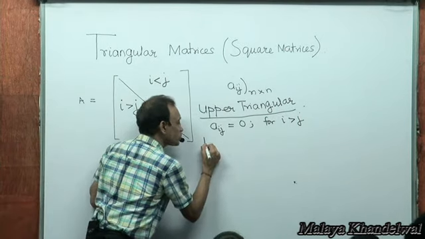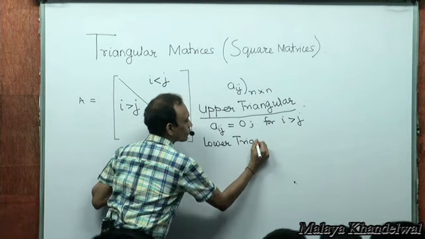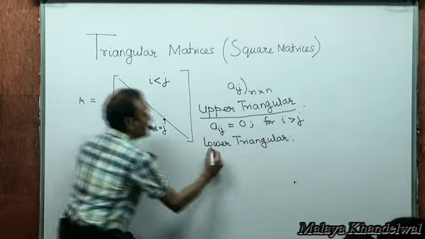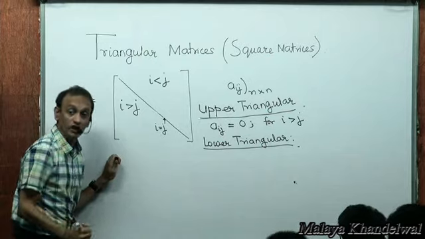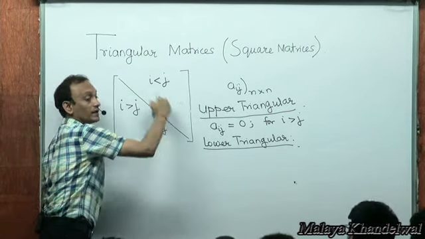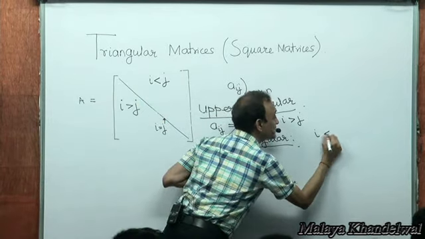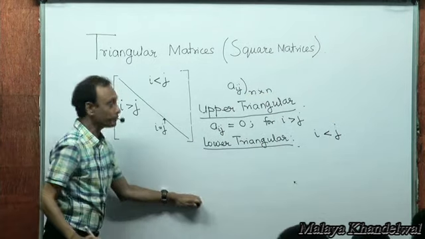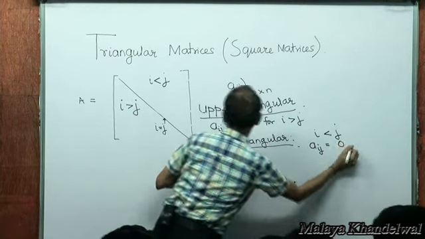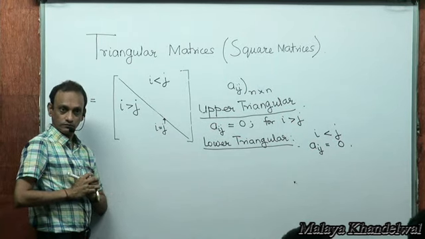And then we have what's called a lower triangular matrix. Now in the lower triangular matrix, all elements above the diagonal will be 0. That means for I less than J, that is elements above the diagonal, we'll have Aij equal to 0. That's the lower triangular matrix. Right? Yes or no?